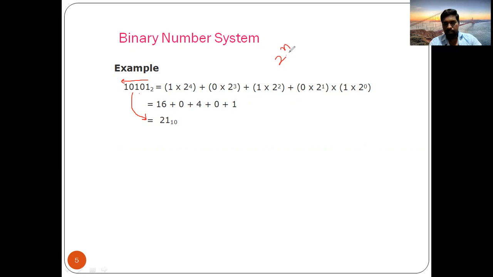Okay, n will start with 0 and end depending on the number of bits we have. So as we have 1, 2, 3, 4, 5 bits, here the n value will start with 0 and end with 4. That means this will be multiplied with 2 power 0, 2 power 1, 2 power 2, 2 power 3, and 2 power 4. If you multiply like this and add, you will get 21 as the answer.